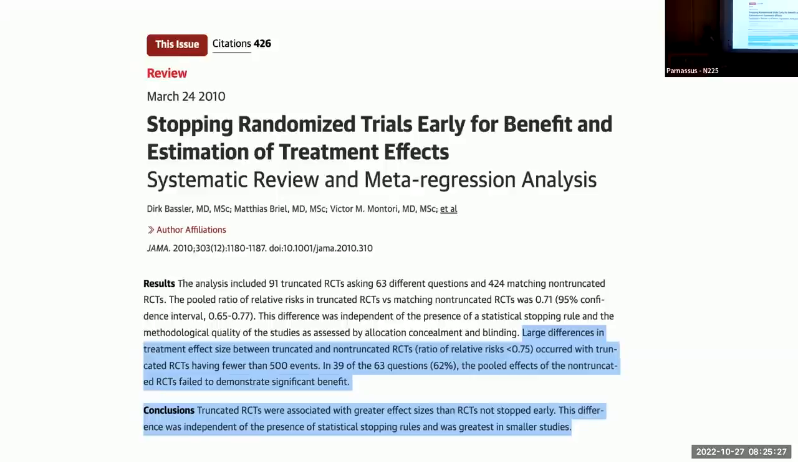So this is by Montori and colleagues from Mayo Clinic. They look at clinical studies that were truncated or not truncated, meaning stopped early. And what they find is that truncated RCTs were associated with greater effect sizes than RCTs not stopped early. This difference was independent of the presence of statistical stopping rules and greatest in small studies. So to me, ARUBA stinks in many ways. One, patient selection on the way in. And two, whatever that harm signal is in real life, if you ran it 1,000 times, I think it would be much smaller. I mean, the curves would be much closer together than what they have caught. They have caught the moment of exaggerated effect size, in my opinion.